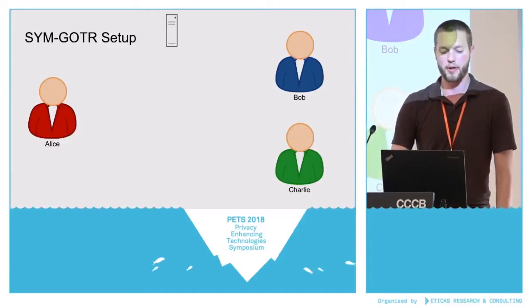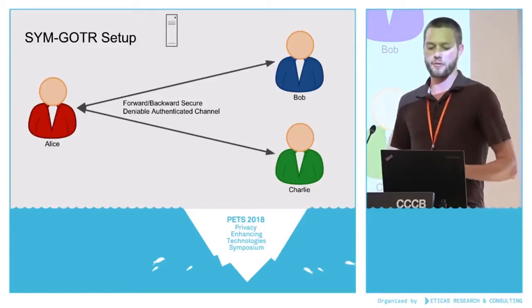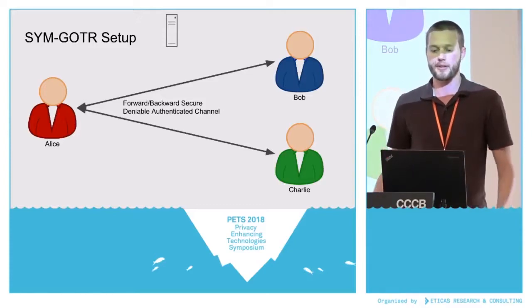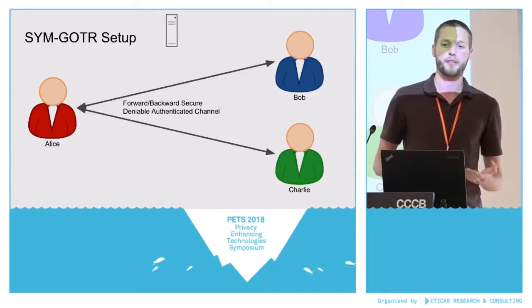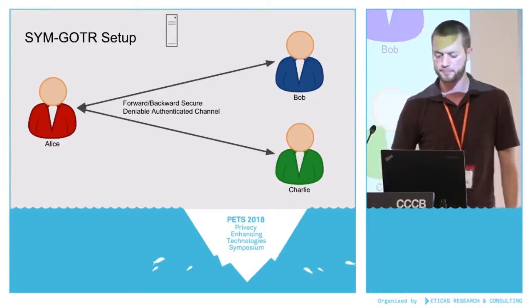So they set up forward and backward secure deniable authenticated channels. The details of that are in the paper. We used the Naxos key agreement for it. You could just replace it with OTR if you want.